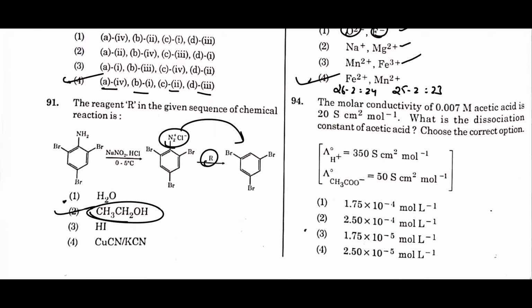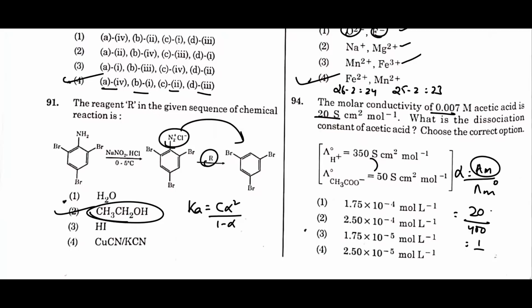And coming to the molar conductivity here, they have given a concentration and molar conductivity. Degree of dissociation, I mean dissociation constant Ka is equal to C alpha square by 1 minus alpha, and here you need to find alpha, that is molar conductivity by molar conductivity at infinite dilution. Molar conductivity is 20, at infinite dilution is 350 plus 50 is 400, that is 1 by 20. So when compared to 1, 1 by 20 is a small value, you can neglect it.